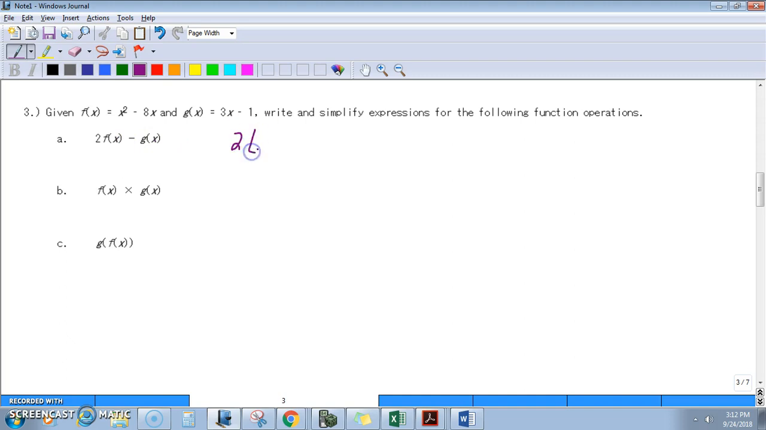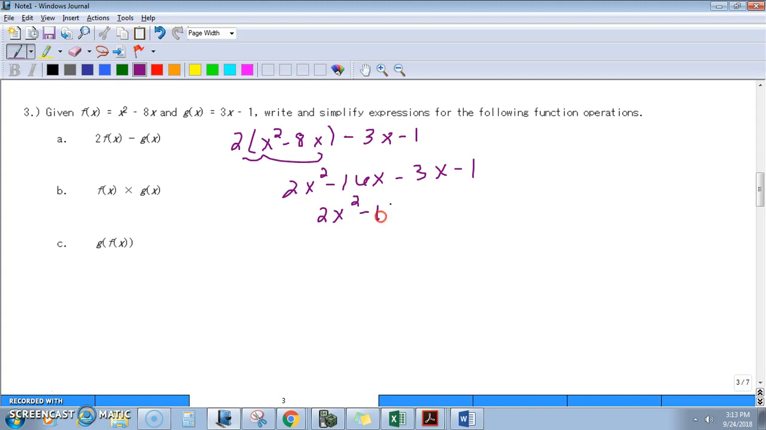A says 2 times f of x, but my f of x is really x squared minus 8x. And then minus g of x, and g of x is really just 3x minus 1. And you guys, all of these questions on the test are going to be multiple choice. So although technically this is correct, my best guess is that the answer on the test is going to ask you to simplify it more. So I'm going to distribute this 2. So I have 2x squared minus 16x minus 3x plus 1, which is really 2x squared minus 19x plus 1.